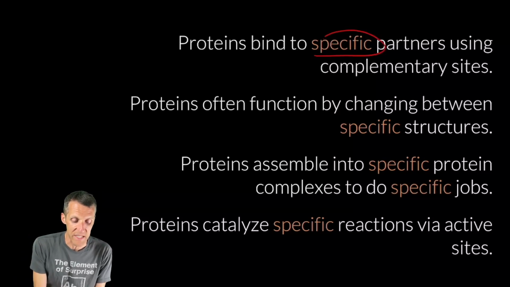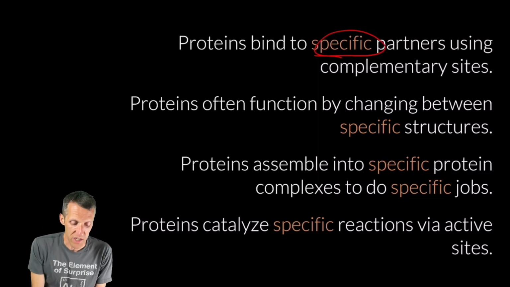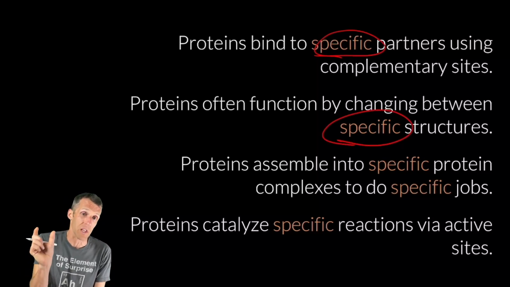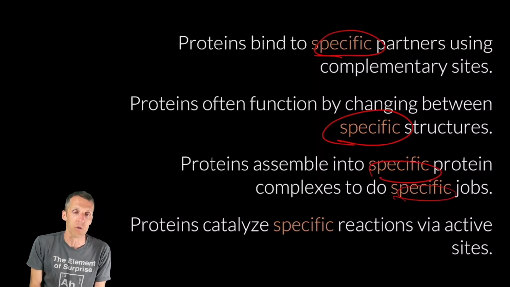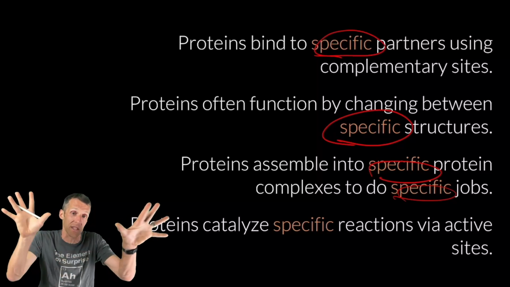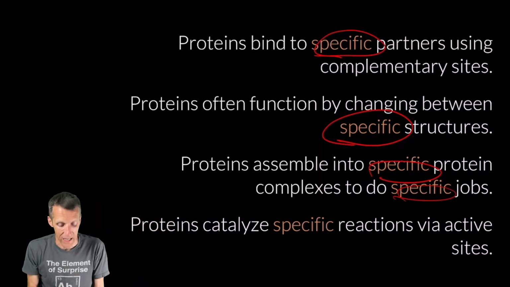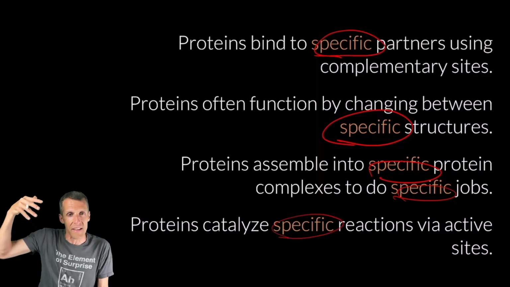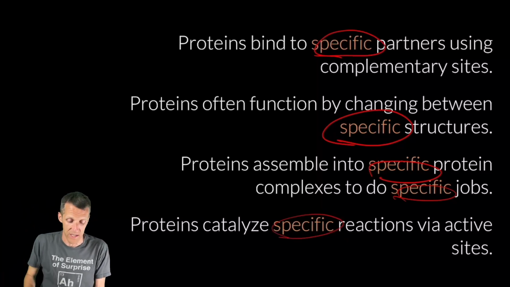Proteins bind to specific partners by having complementary sites. Proteins function by changing between specific structures. That was the glucose transporter, open or closed. Proteins assemble into specific protein complexes to do specific jobs. So that was actin, building these beautiful networks in a very specific way. And finally, proteins catalyze specific reactions. The exact arrangement of the amino acids in that serine protease lets it cut a particular set of peptide bonds.